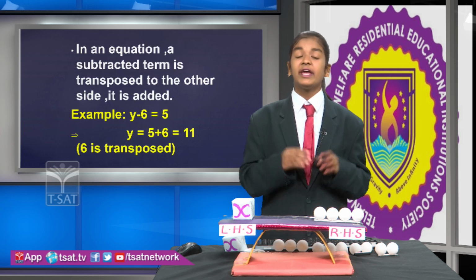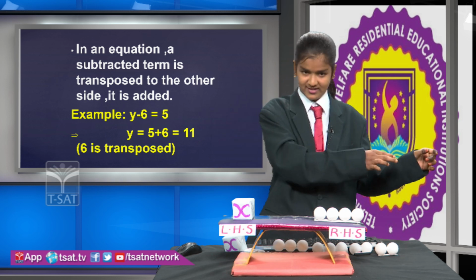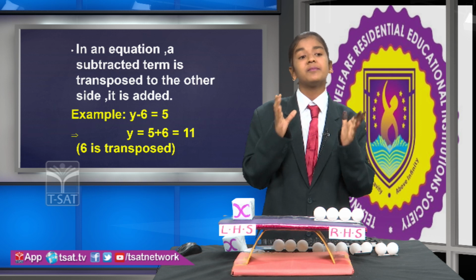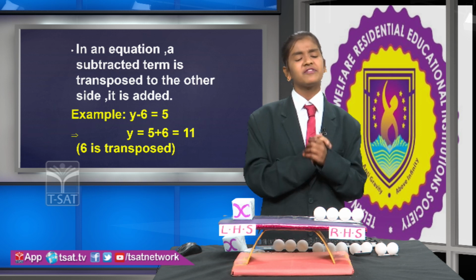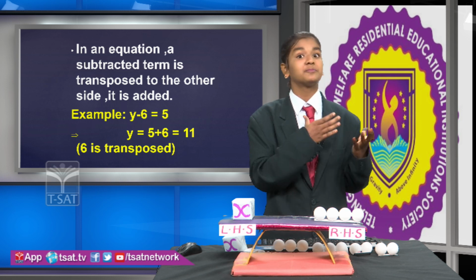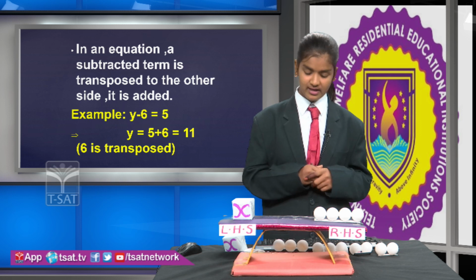And the next one is, in an equation, a subtracted term, when transposed to the other side, is added. For this, let us see an example, friends. y minus 6 equals 5. Then y equals 5, minus 6 is transposed, it becomes plus 6. So y equals 5 plus 6, which is 11.